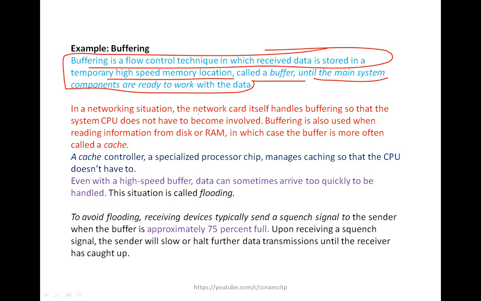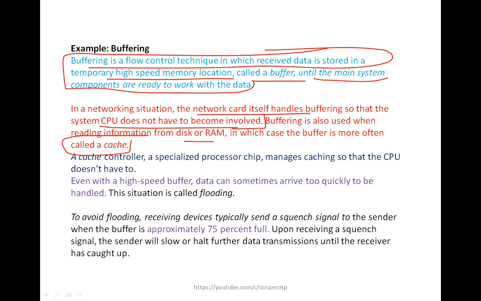In a networking situation, the network card itself handles buffering. So the network card, LAN card will be dealing with that kind of situation, so that the system CPU does not have to become involved in this. Your LAN card should be capable of managing those things, and by default they do it. Buffering is also used when reading information from disk or RAM, in which case the buffer is more often called cache. So it is also known as caching. A cache controller, a specialized processor chip, manages caching so that the CPU doesn't have to worry about it.